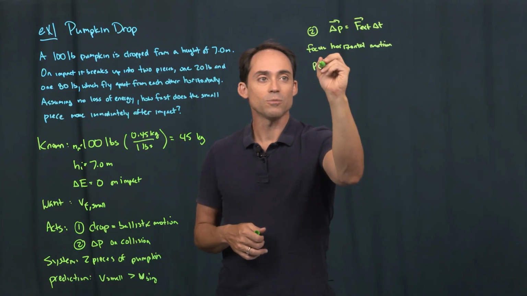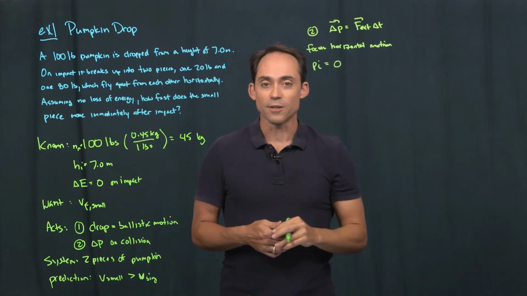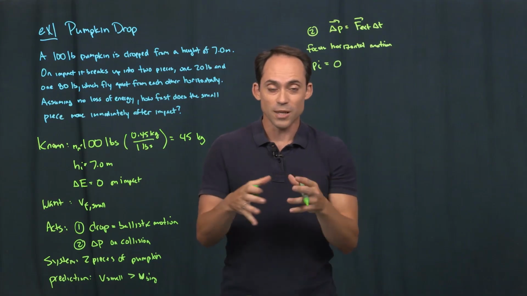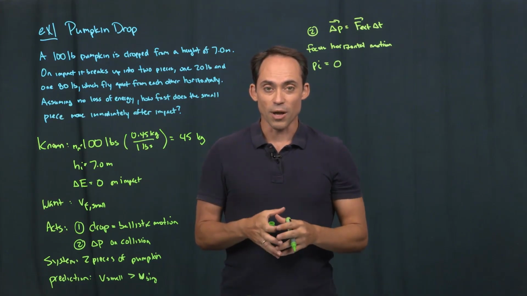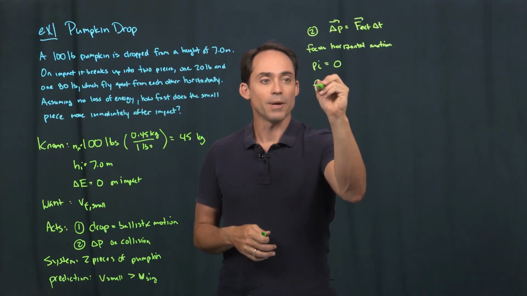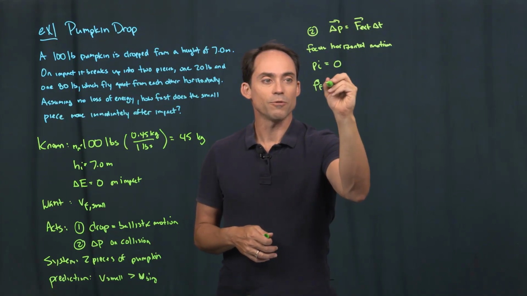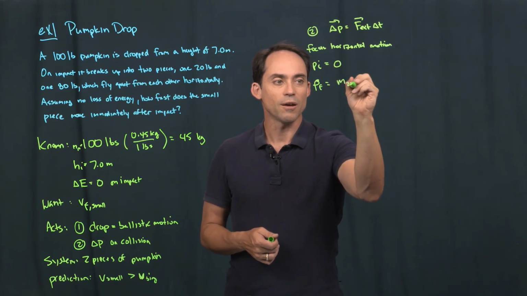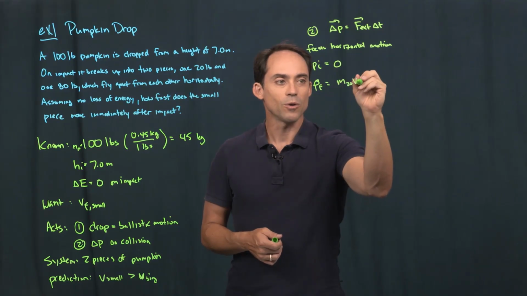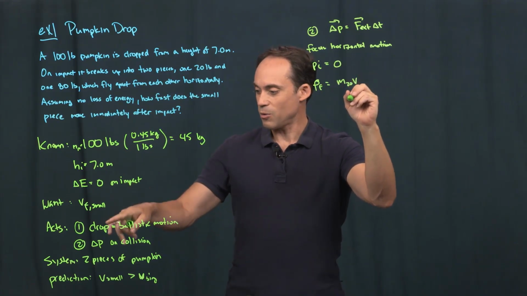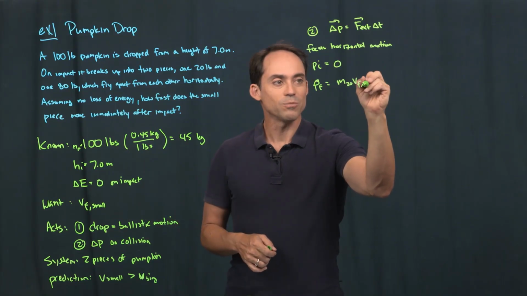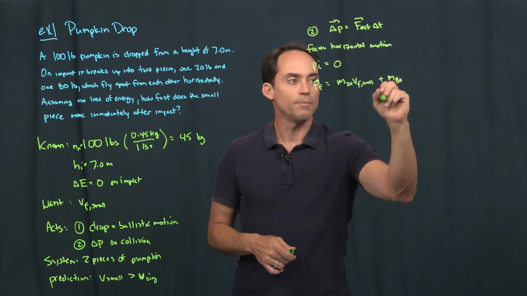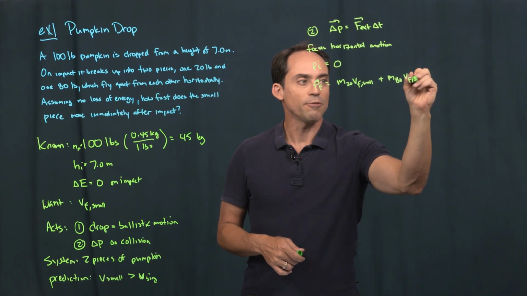In that case, the initial momentum is equal to 0 because the pumpkin starts dropping straight down. It's got no speed left or right, and so it's going to be 0 upon that impact. Of course, the final momentum is very different because we've got momentum from both objects. So let's say we've got some final speed for the 20-pound mass. We'll call that VF small, all right? And we've got some speed for our large piece. We'll call that VF big.